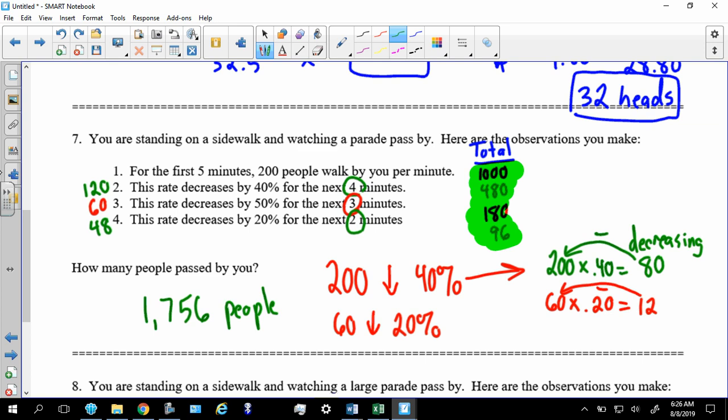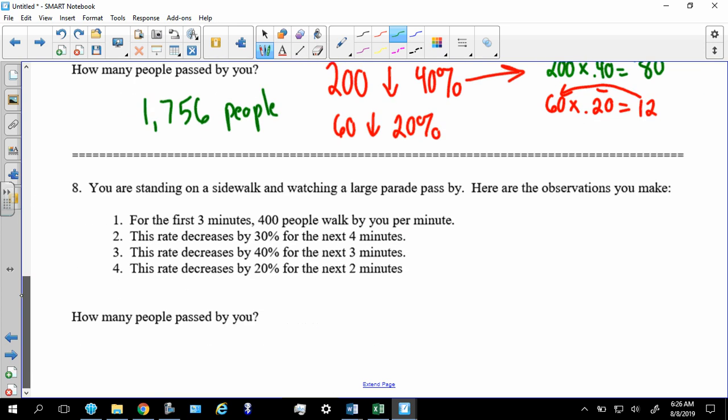All right. Now, question number 8, same exact question, just different numbers. For the first 3 minutes, 400 people walk by you. So again, I just like to write the total over here. So the total for phase 1 is going to be 1,200. Okay. For phase 2, it says this rate decreases by 30%. Remember, 400 decreases by 30%.